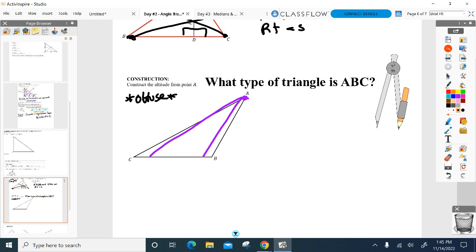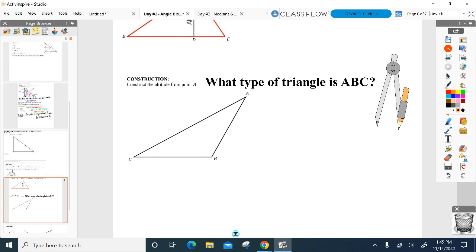What am I trying to get at here? I don't care how many of these I draw in, they're never going to be perpendicular. My altitude's not going to be where? In the triangle. Guess where it's going to be? Somewhere outside. All right. So how do I do this altitude? You know how to do it already. You already know.